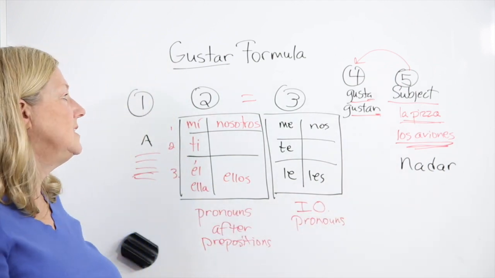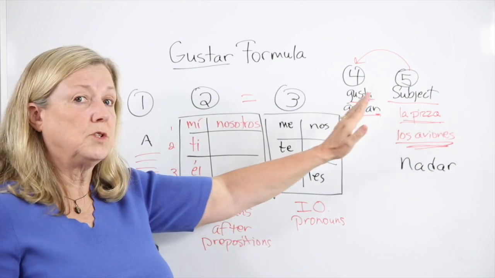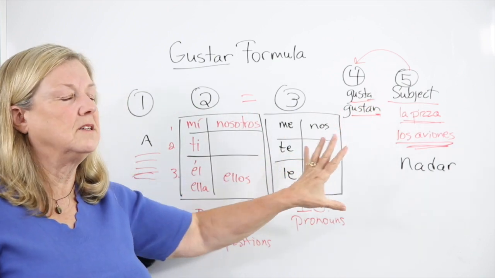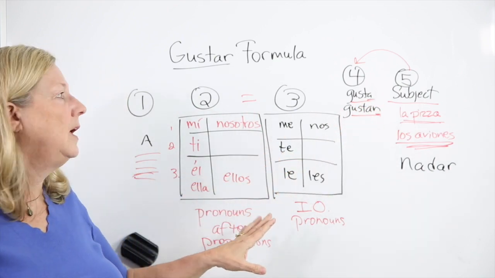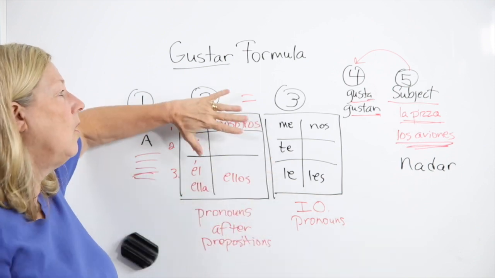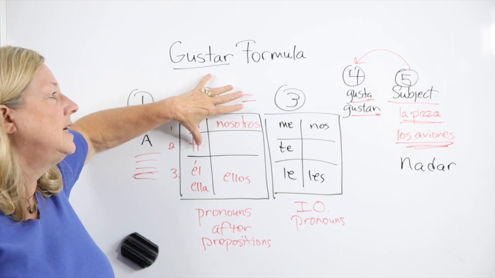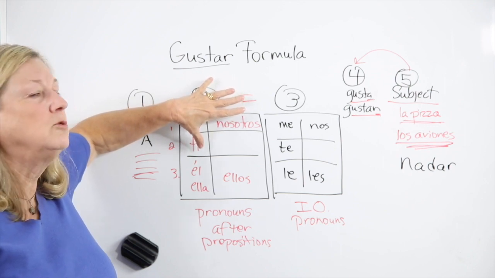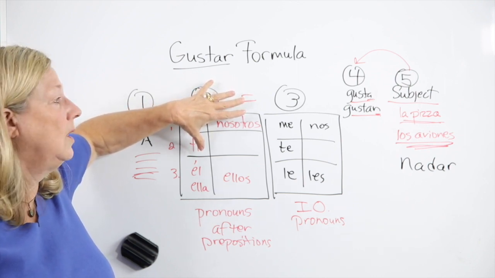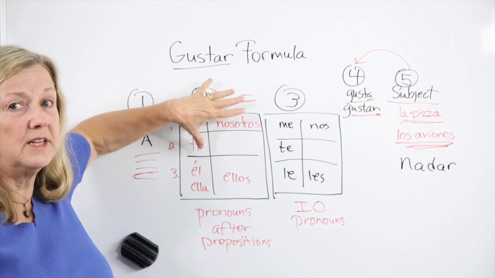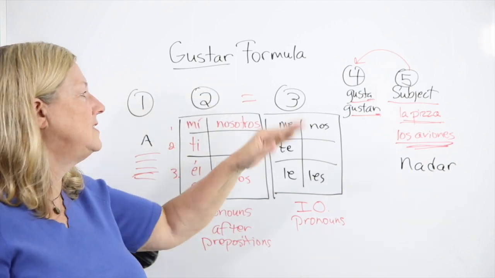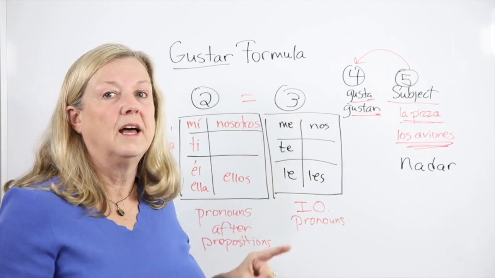And the last thing I'll say is, I want you to learn this formula, all 5 pieces, because it's going to be incredibly useful later. But in real life, you are allowed to drop 1 and 2, if everybody knows what you're talking about. So it's possible to say, me gusta la pizza, or me gustan los aviones. But for now, I want you to learn all 5 steps. A mí me gusta la pizza.